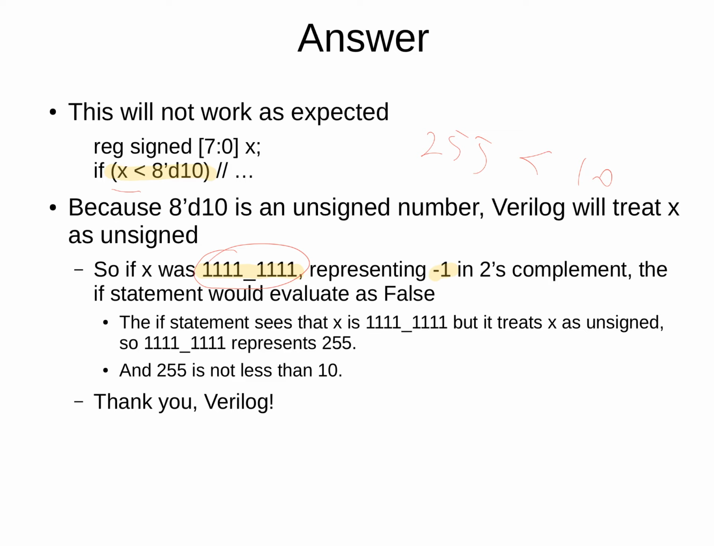So while we expected this if statement to evaluate to true, it evaluates to false, because Verilog treats this as an unsigned comparison. It treats whatever is stored in x as an unsigned number. 1111 1111 represents 255, and that is not less than 10.